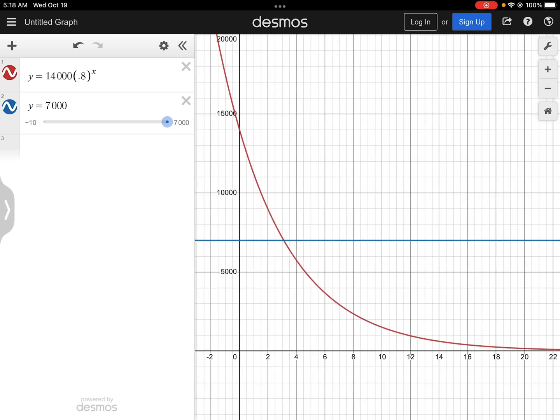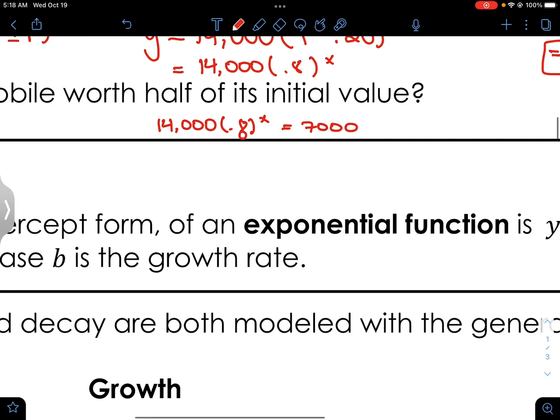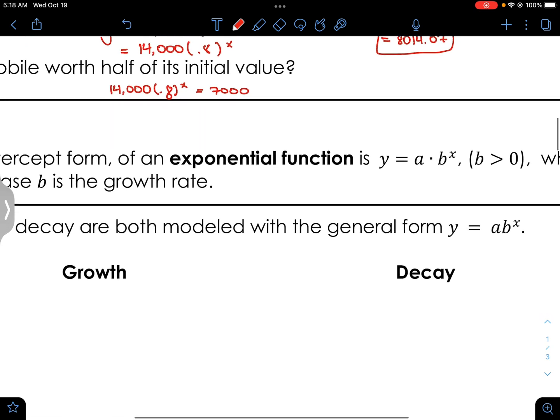And so now to find out where we want to look, we'd say, okay, where do those two lines intersect? And you'll see that it tells us when x is 3.106, the value of this car will be $7,000. So it will reach half its value when x is equal to 3.106 years.